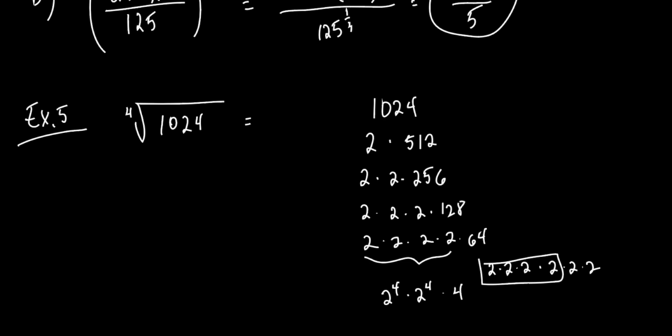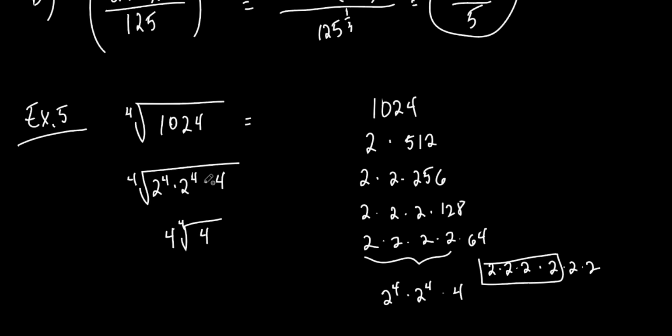Is that what we're trying to do? Yeah, because it's the 4th root, right? So the 4th root of 2 to the 4th, let's put it in here. We got a 2 to the 4th, a 2 to the 4th, and a 4. What's the 4th root of 2 to the 4th? 2. 2 times 2 is 4. The 4th root of 4. Is that the answer? Probably not.